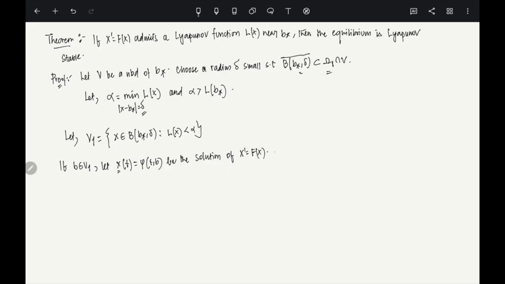So since L of x is decreasing along any trajectory of 1, that's what is given, what do we have? L of x of t is dominated by L of x of 0, which is dominated by alpha. What is L of x of 0? L is decreasing along the trajectories of 1, non-increasing essentially, not decreasing.